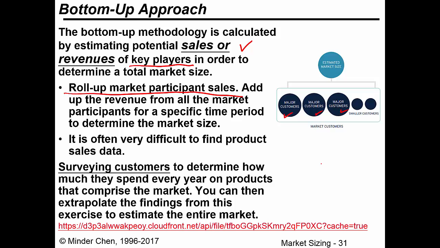It is often very difficult to find product sales data, however, because that's considered a trade secret. You can survey customers, conduct experiments, and find out their preference and how much they're willing to consume of the type of product or service you try to render, to come up with your estimation if you don't have concrete sales data from your competitor or the existing industry.